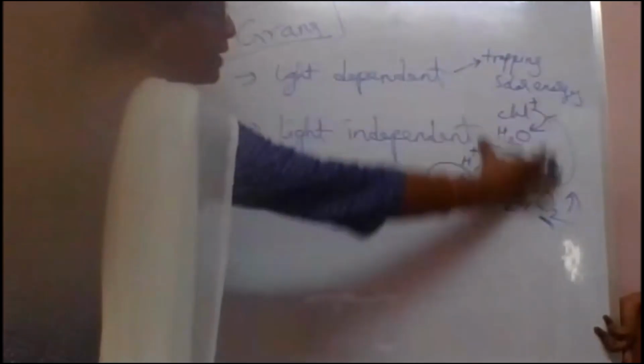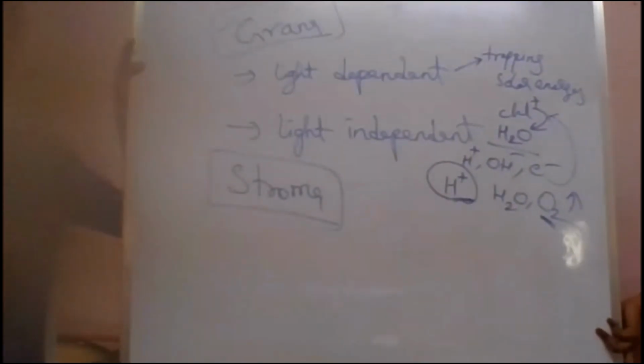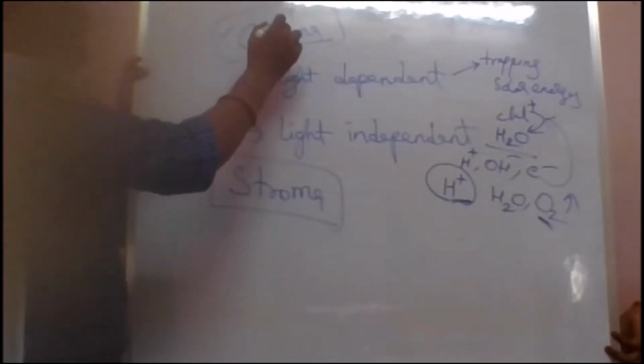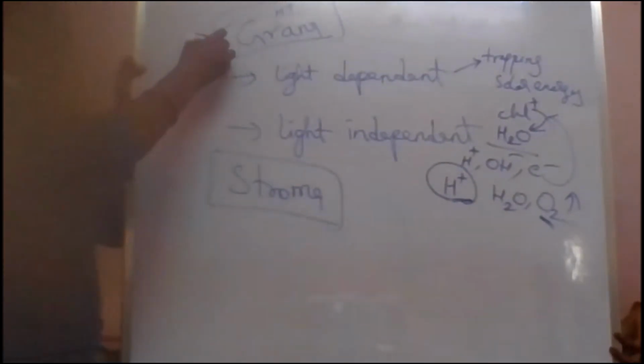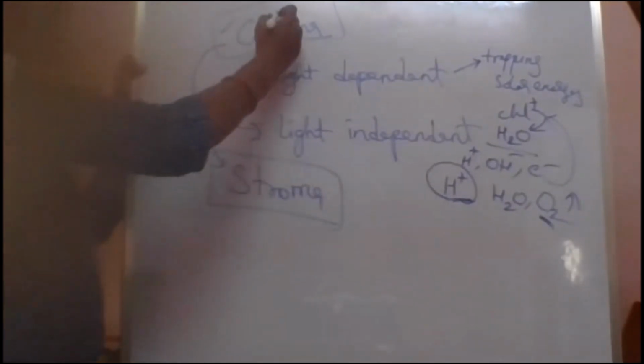So now whatever I have explained about this, these all were occurring in the grana, where the H plus ions were present. Now these H plus ions from the grana will move from grana to stroma. What are these H plus ions?